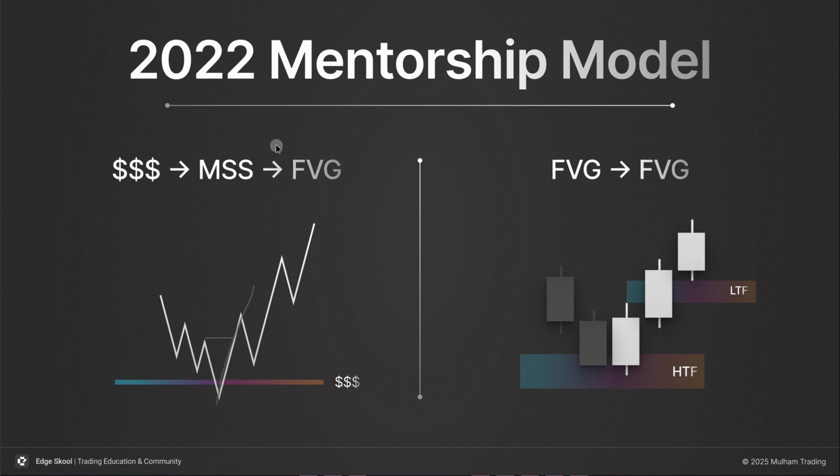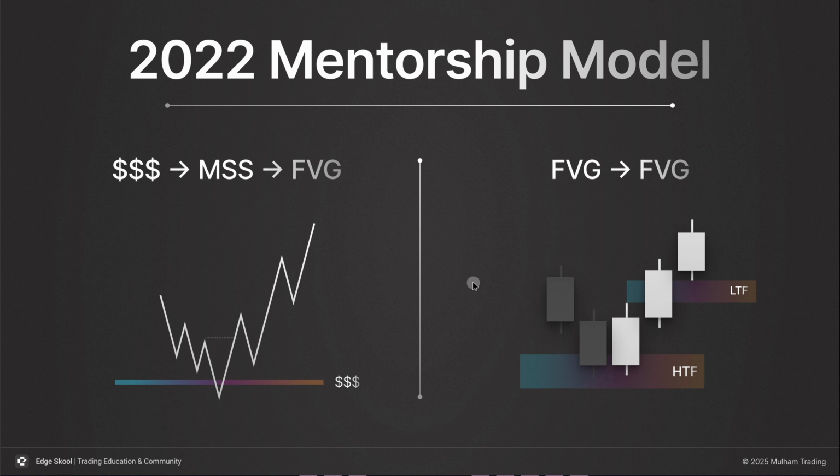What is the alignment here? It could be a market structure shift. So we take a level on the higher time frame, and then we have a market structure shift on the lower time frame, and then in order to enter we have a fair value gap here. That is one type of a 2022 mentorship model. Why? Because we do have a key level, we do have an alignment, and we have the entry.